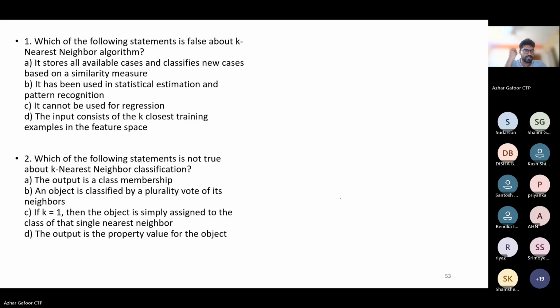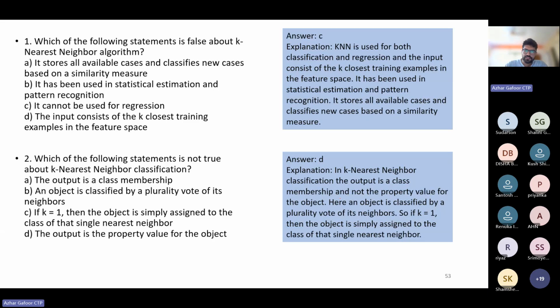D. Yeah, D is the correct answer. So here is the explanation. KNN can be used for both classification and regression. In case of classification, we will choose the nearest neighbor. In case of regression, we will calculate the average value.